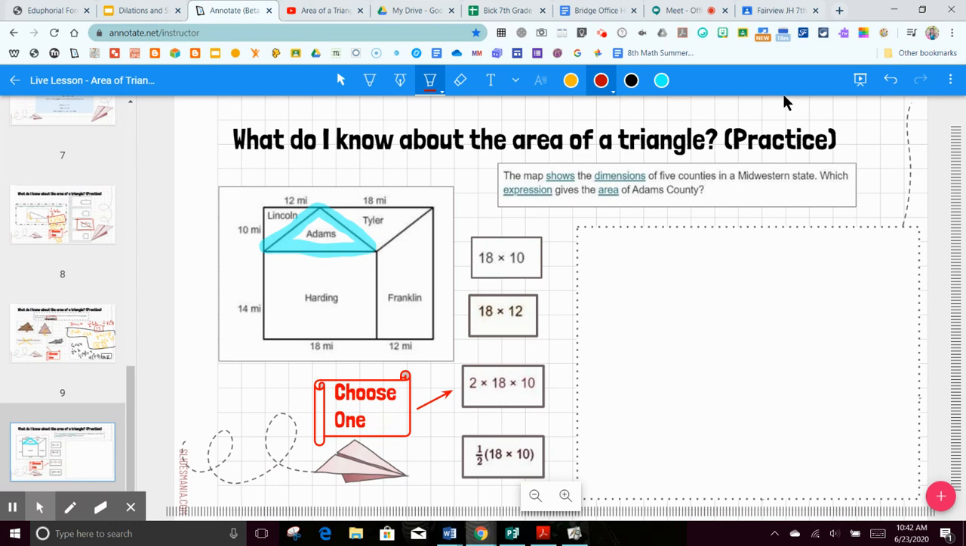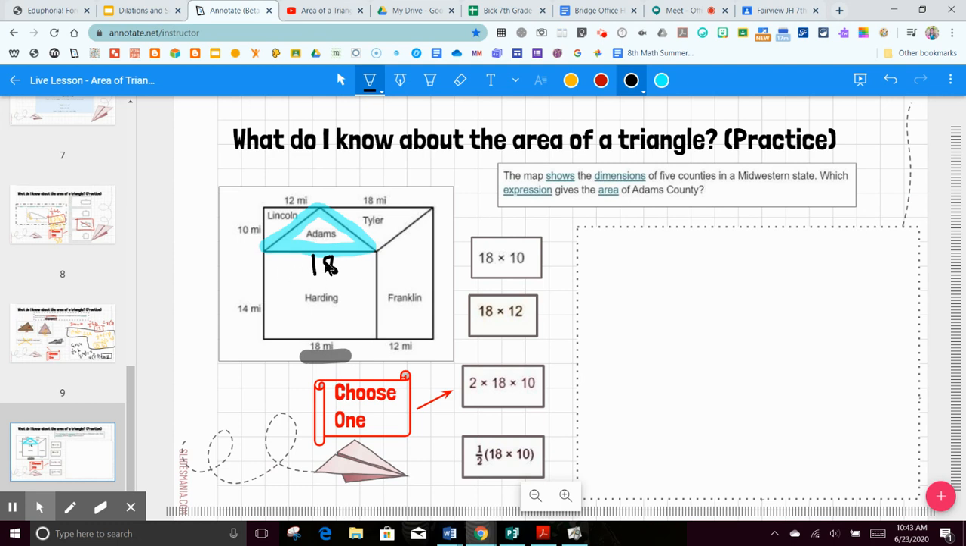But if I look at the other measurements that they've given to me, I can kind of work backwards to figure out what is missing or how to relate them. So I am first going to move this 18 up here. Since this is a rectangle, I know that this side and this side are going to be equivalent. So I've moved that 18 up here.